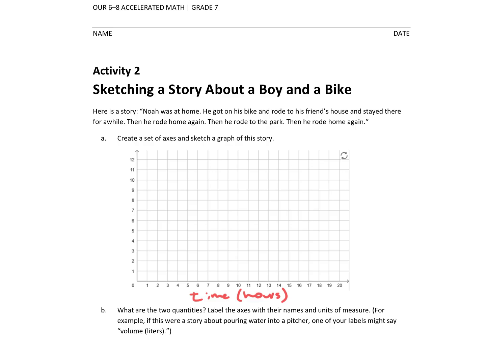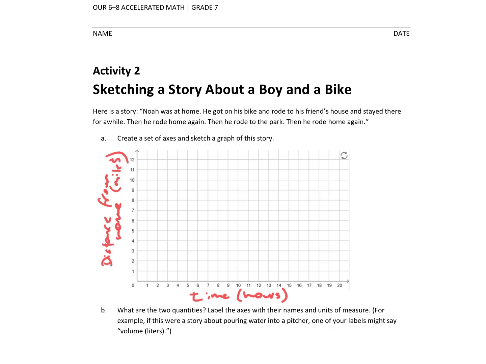Now, the other thing that I might try to do is say this is distance from home, and we're going to be measuring in miles. Again, it may look different. Maybe you said distance from the park, or maybe you said total distance traveled. So it really just depends on what you're labeling that dependent variable as.